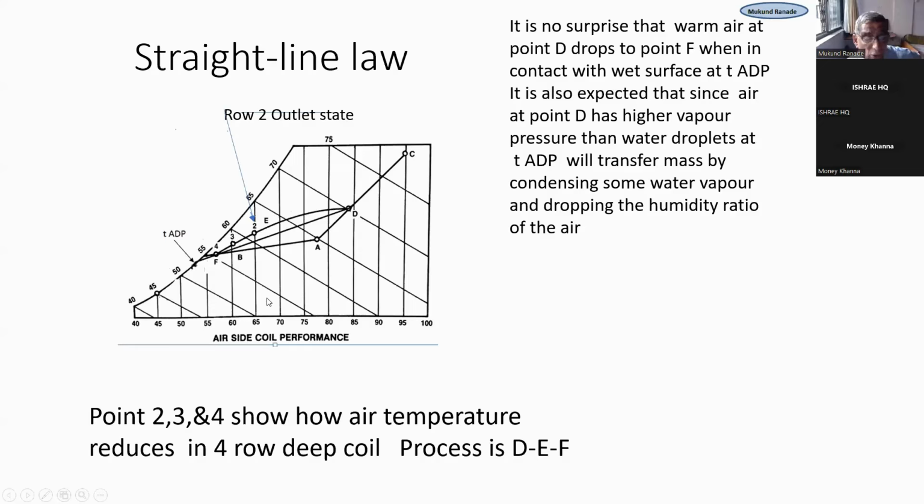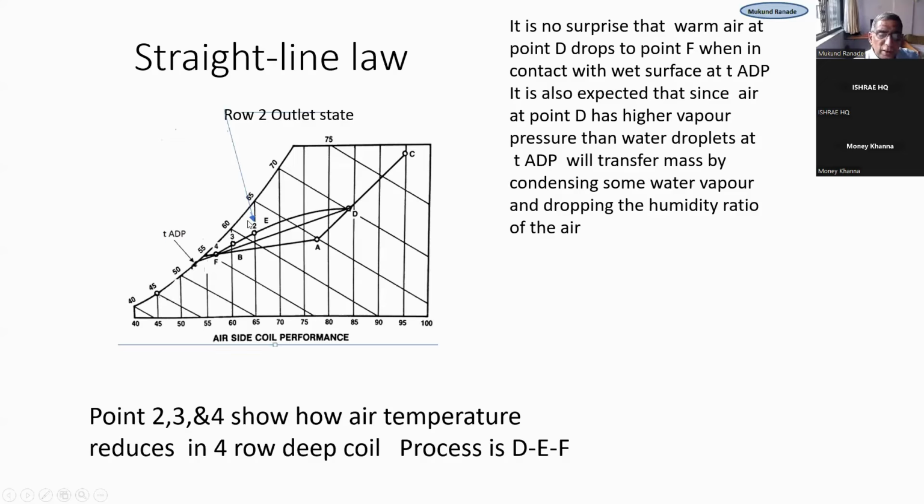But the straight line law says that whatever is the process over there, the final point of the last row will always fall on the straight line joining the point 1 and the ADP. So that is what is called a straight line law.